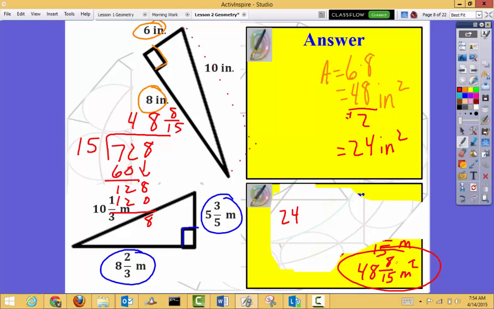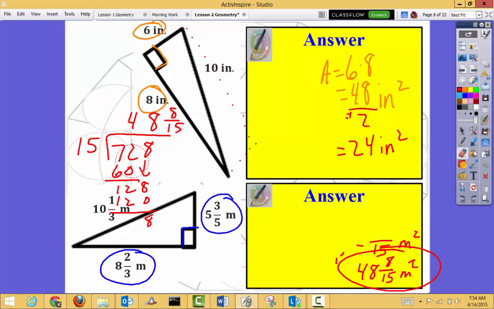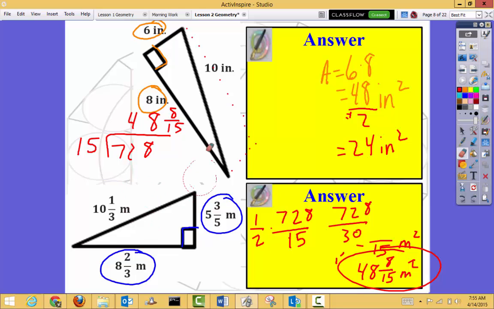So what do I need to do? I need to, again, change it back to a mixed number. The good thing is I left this information here for us for that very reason. So this was 728 over 15. And I am dividing it by 2. So remember, that's multiplying by 1/2. So this is 728 over 30, since I'm multiplying straight across. So now what am I going to do? Well, now I can do the exact same thing I did over here, only it's going to be a 30 instead of 15.